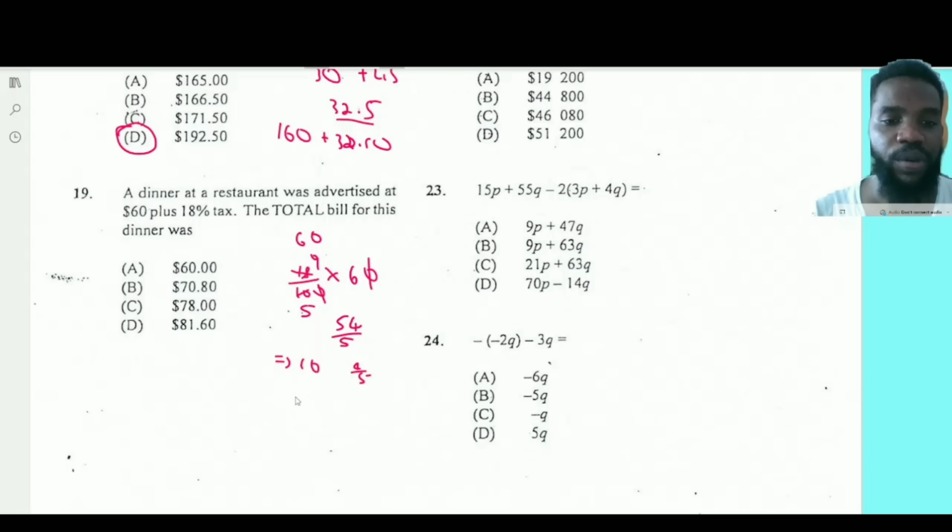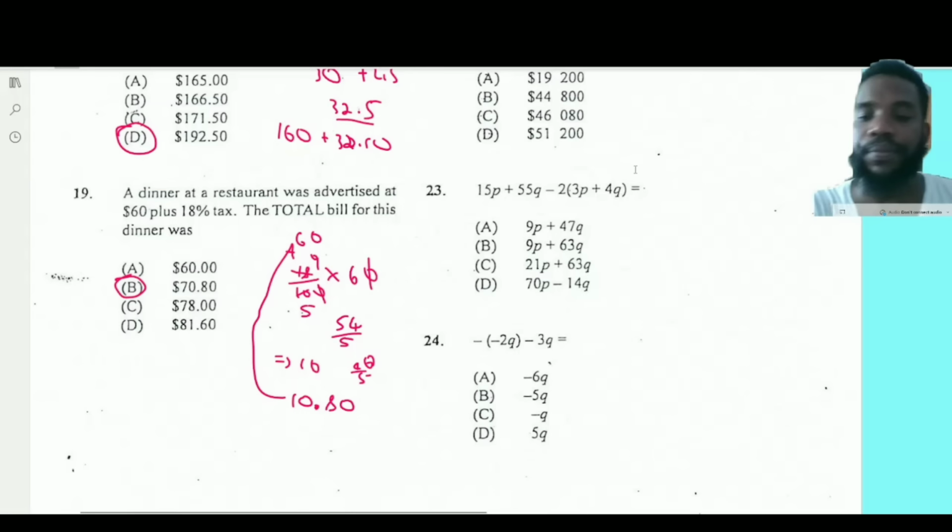Now, how do I work this out? It's going to be 10 point something. So all we need to do is to add a 0 to the 4 and say 5 into 40 is 8. So it's $10.80. Now I'm going to have to add this back to the 60. Now 60 plus 10 is $70.80. So that makes it option B, as in boy.